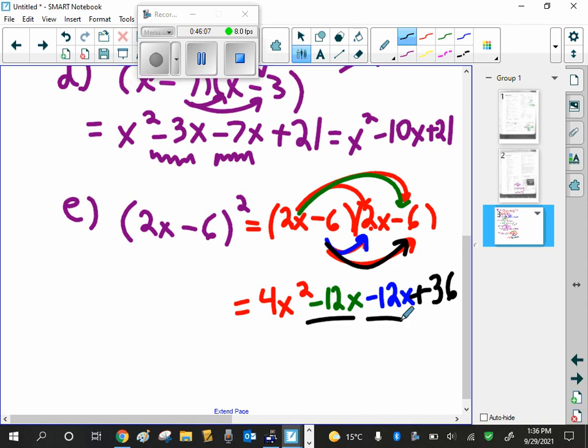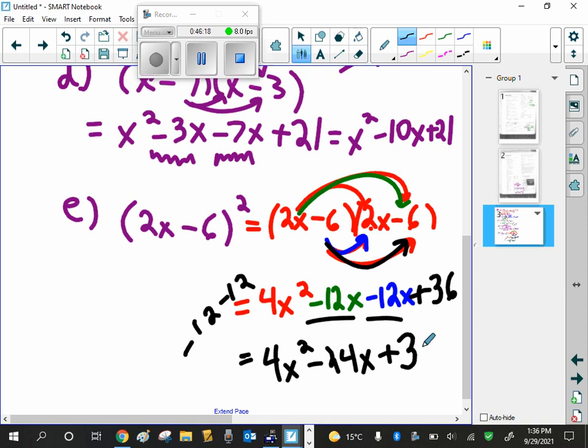Nope. Collect like terms. We get negative 12 subtract 12. That's how you do it on your calculator. Or in your big fat brain. Negative 24. Keep the x. Plus 36. Check. Here's a review of grade 9. So that's an awesome day.